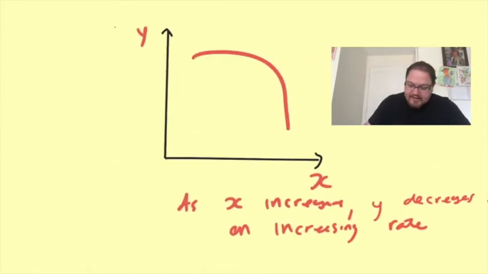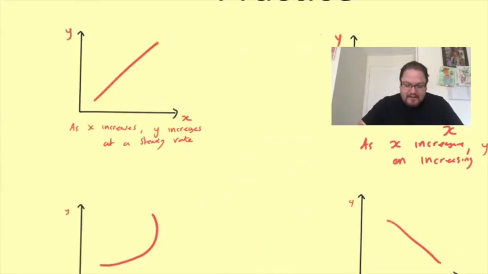Let's have a look at the next one. As x increases, and it's always going to start with x increases, you can see now it's coming off the chart. This line is going to come off. So it's going to be an increasing rate. But is it decreasing or increasing? Well, y is now getting smaller. So as x increases, y decreases, but at an increasing rate. It's going to come off the chart there.